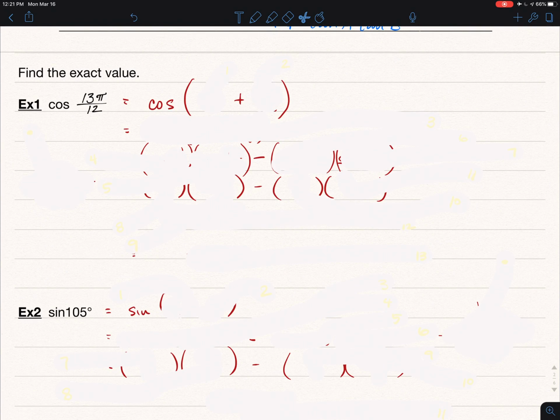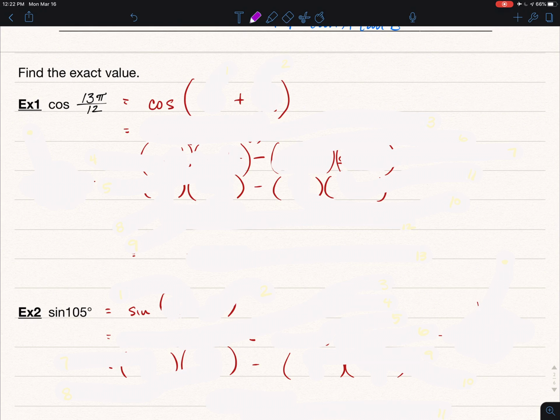Example number 1. Notice that it says to find the exact value. So that means that you're not going to be using your calculator here to get decimals. Remember, exact means no decimals. The goal, we've never worked with pi over 12s before. So what we want to do is we want to use two values to add together to be able to get the number 13 pi over 12.